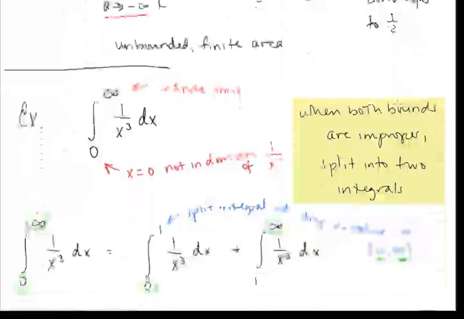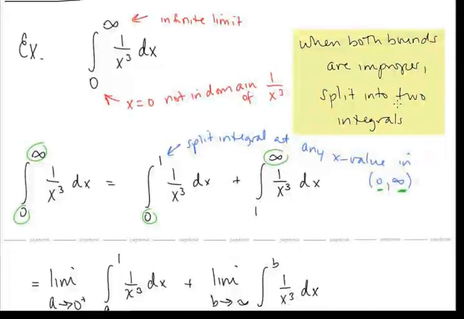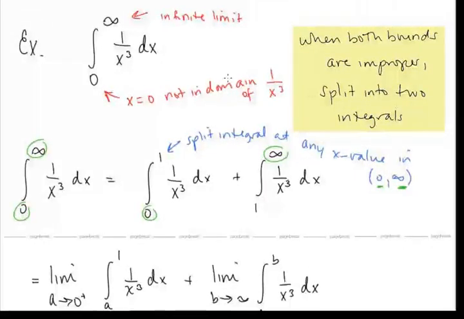Let's take a look at another one. This one's a little bit more complicated. Let's take a look at what's going on. We've got integral 0 to infinity, 1 over x to the third. Now, first thing I notice is that I have an infinite limit, so I know that this is an improper integral, and I'm going to have to pull this infinity out, call it b, take a limit. But look what else is happening here. We have x equals 0 as one of our bounds, but x equals 0 is a discontinuity for this function, so that is also improper. So we're going to have to put an a here and pull out limit as a goes to 0.